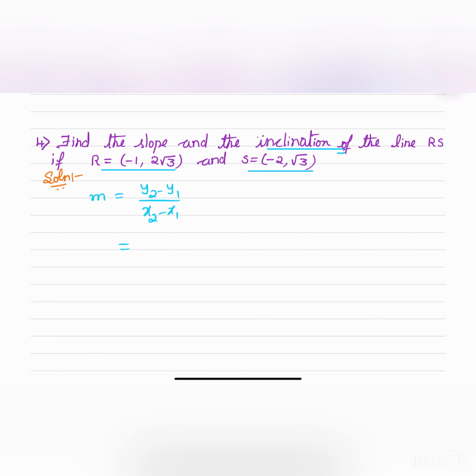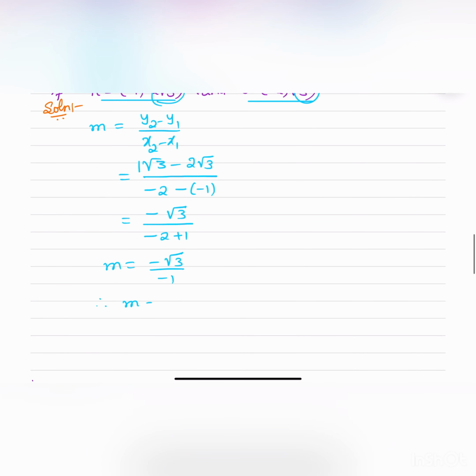So y2 is here √3, and y1 is 2√3. So √3 minus 2√3, divided by x2, which is -2, minus of -1. We have -√3 divided by -2 plus 1, and -√3 divided by -1. This is m for us. Therefore, m is equal to √3, and we got the slope.